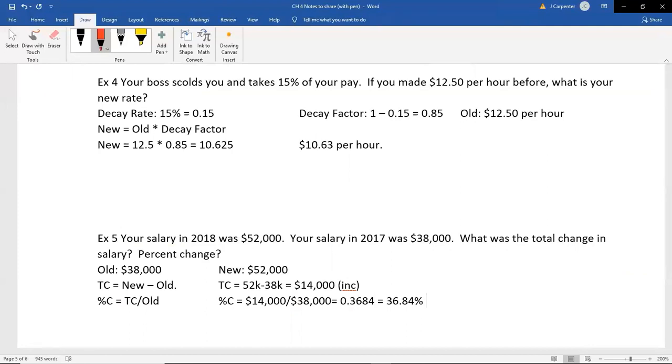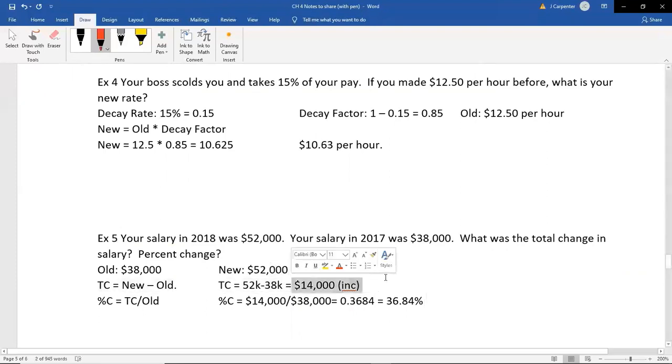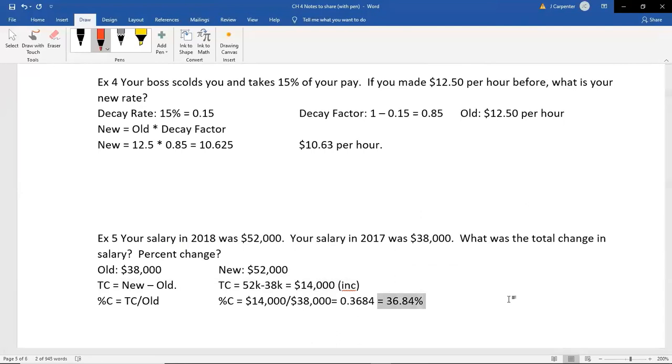So that says the total change, again, was a $14,000 increase in salary. The percent change, so this change relative to what we used to make, is 36%, let's just round to the nearest whole, 37% change. Going from 38 to 52 means we just gained 37% more in salary. That is awesome. That is not a normal pay raise. That is a significant promotion or a change in career paths, or your company just extremely outperformed itself in expectations. So everybody's making big bucks now.